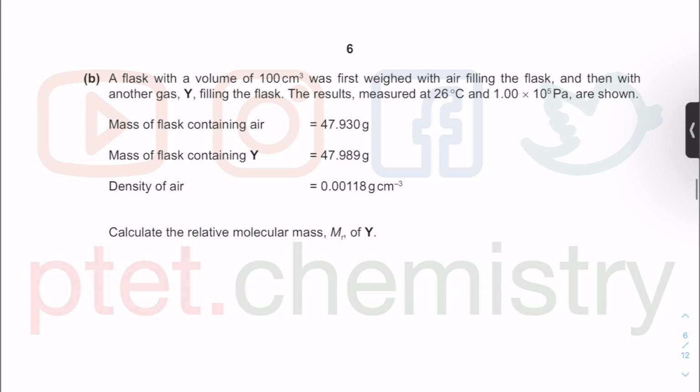Now we got a calculation question in this next part here. We have a flask filled with a volume of 100 cm cube. So that's going to be the volume of the container. So the volume of the container is going to be the same as the volume of the gas, because gas fills up the volume of the container. Now what do we have? We have another gas Y filling the flask, and we measure this at 26 degrees Celsius. Keep an eye out for this.